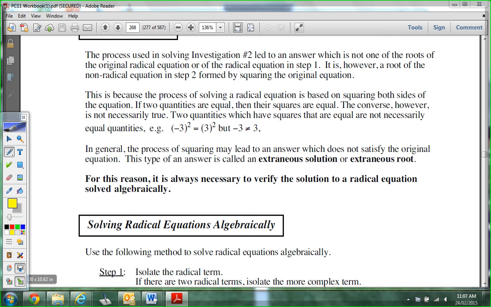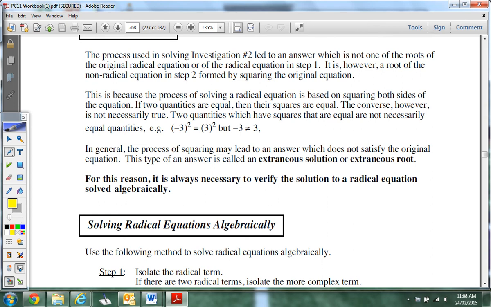Okay, so that's what I'm trying to tell you, is that even though on one of our answers, the first investigation it worked, the second one didn't, because it's the negative answer that it didn't end up being, is the best way to say it. So in general, the process of squaring may lead to an answer which does not satisfy the original equation. These are called extraneous solutions or extraneous roots. So 2 was an extraneous solution. The one we just did was an extraneous solution. That's why we need to verify on these, so don't skip that step. All right, so enough of that.